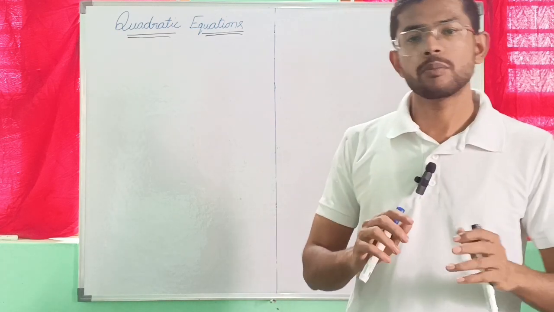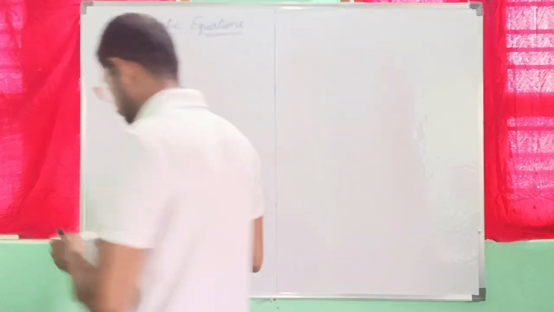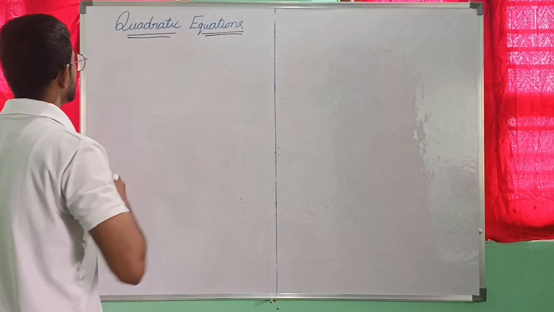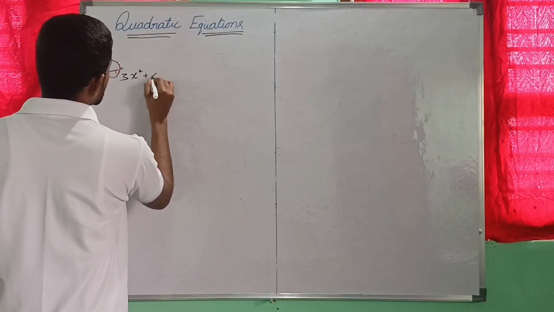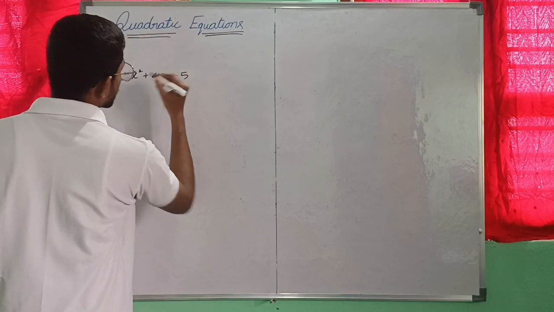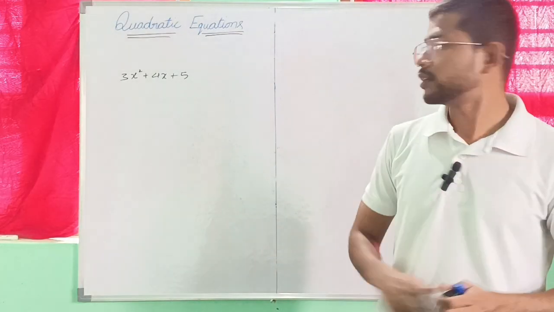This is what a polynomial is, right? Let us write an example for this polynomial. That is 3x squared plus 4x plus 5. This is a polynomial.